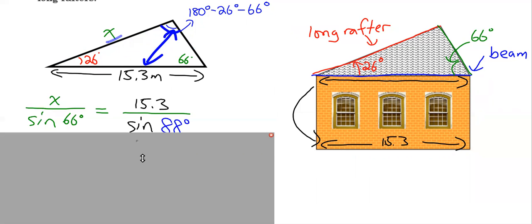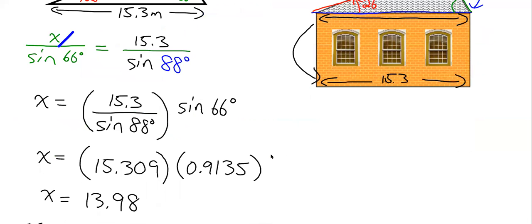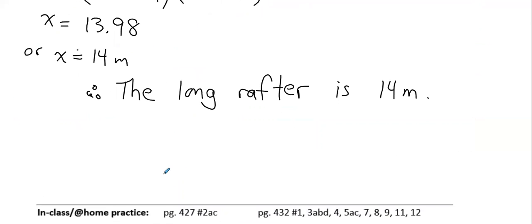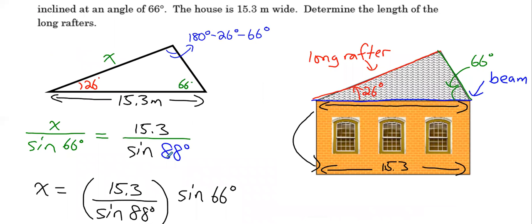And notice I didn't write out the entire sine law, all three of the ratios, because it wasn't necessary. So the 66 degrees is opposite the x, there's one ratio. And this angle up here, which is 88 degrees, is opposite the 15.3. So that is enough for me to be able to solve this problem because I'm looking for x. Once you determine all that, again, it's a matter of just inverse operations, coming up with the correct answer, and you are done.